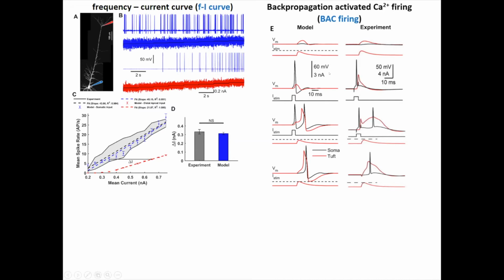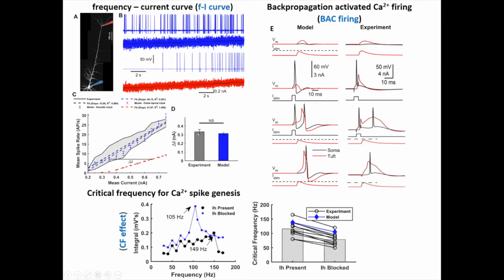And here you have model and experimental data next to each other, and we have also been able to reproduce the critical frequency that this neuron has to produce calcium in the dendritic tree due to action potentials in the soma. And also we have been able to reproduce the effect that blocking the cation current Ih has on this neuron.